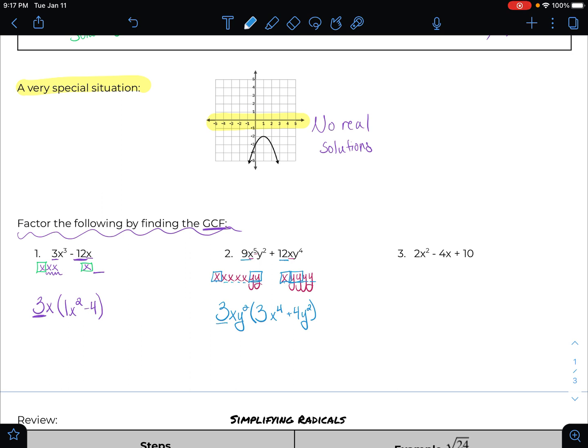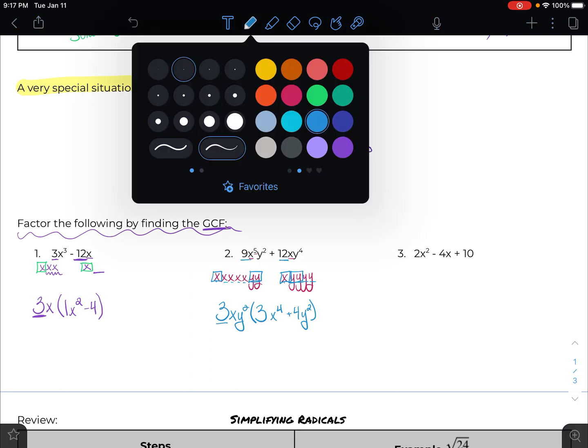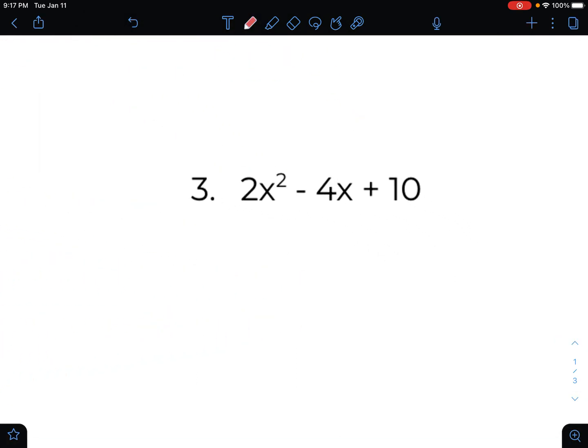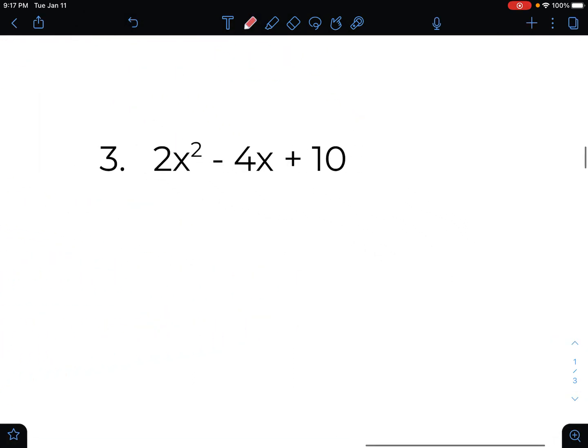Alrighty, the last one for this little review section we have is 2x squared minus 4x plus 10. Notice that this 10 doesn't have an x. These two have x's, but this one does not. Therefore, your GCF will not have an x in it. It'll just be a number.